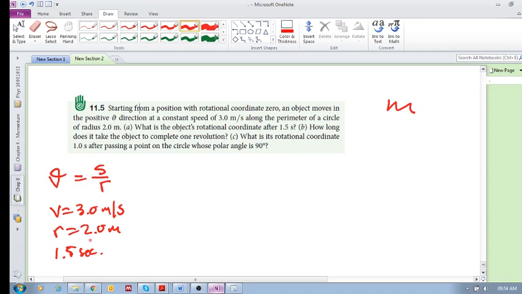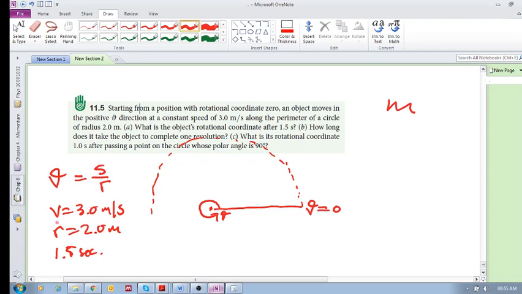Okay. So now, let's try to draw something. Let's assume they don't give it to us, but let's assume counterclockwise as positive. Okay, and let's assume that that is our rotational coordinate equal to 0, and it moves around, moves like this. We don't know how far it's moving, but it moves like that. Okay, so the velocity is 3 meters per second.